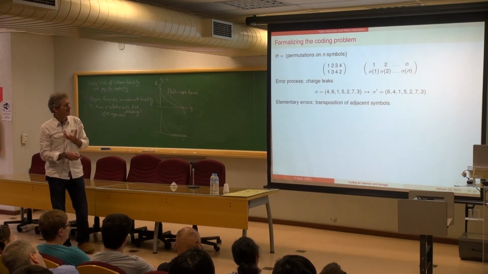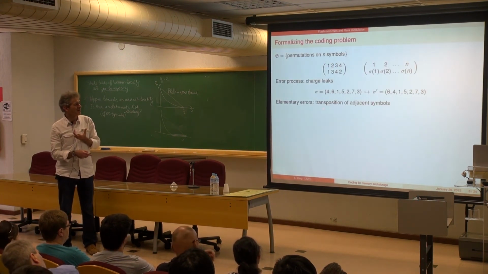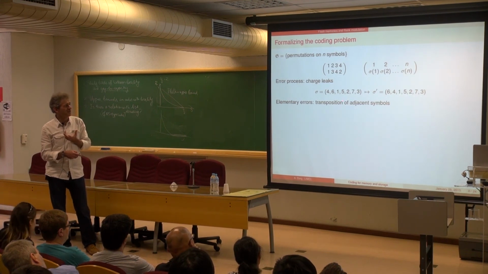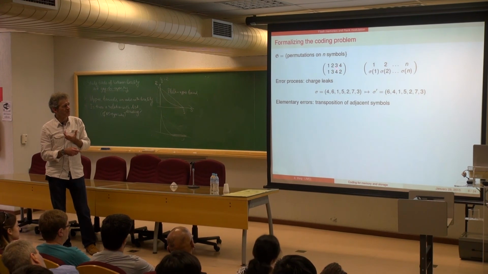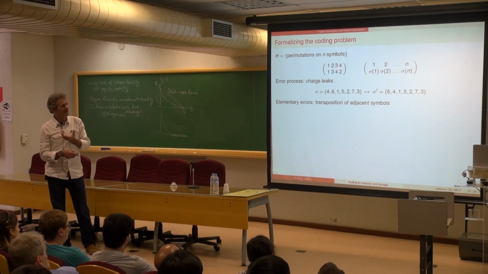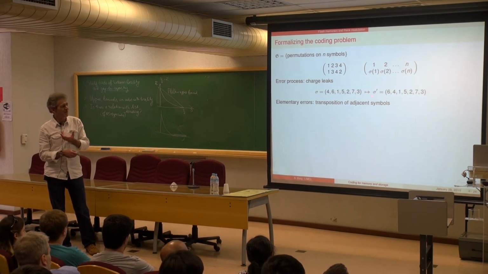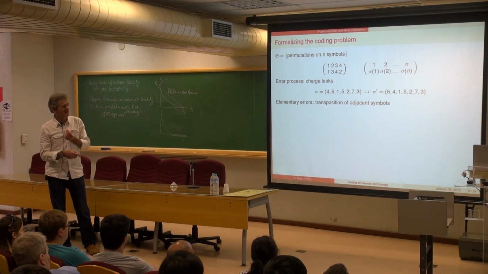Elementary error, transpositions of adjacent symbols. This is a permutation written in full. 1 goes into 1, 2 into 3, 3 into 4. So in general, sigma 1 through sigma n. And so we only write the bottom row and omit the top row. And then what we see here is the permutation from the previous slide. And then the error is an adjacent transposition in that permutation.